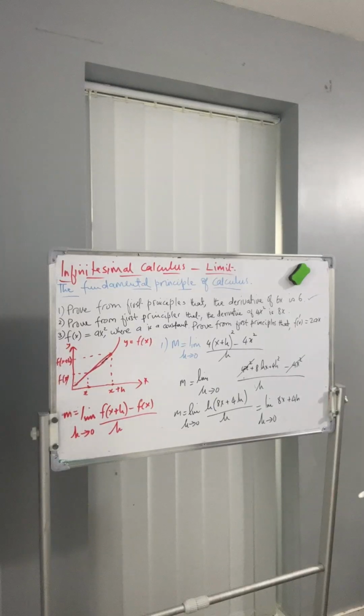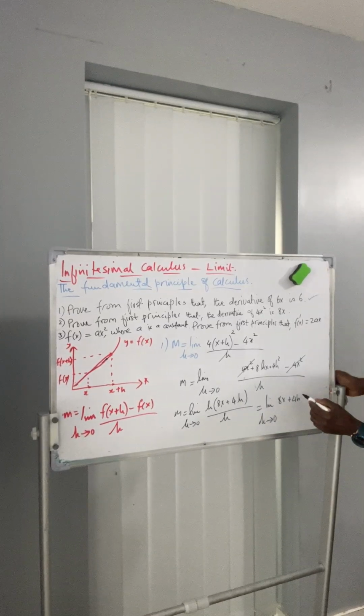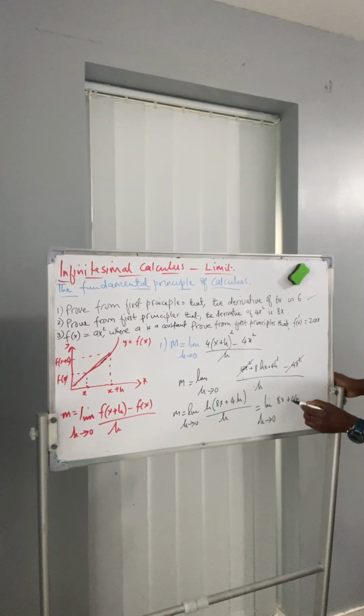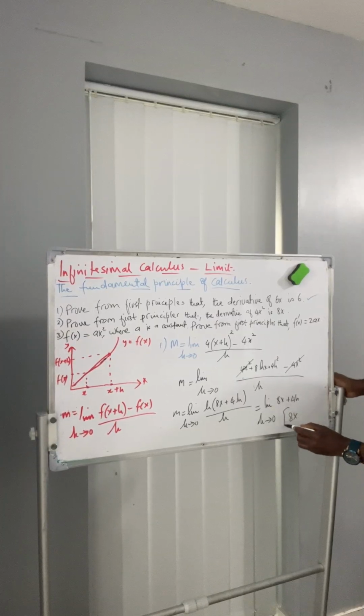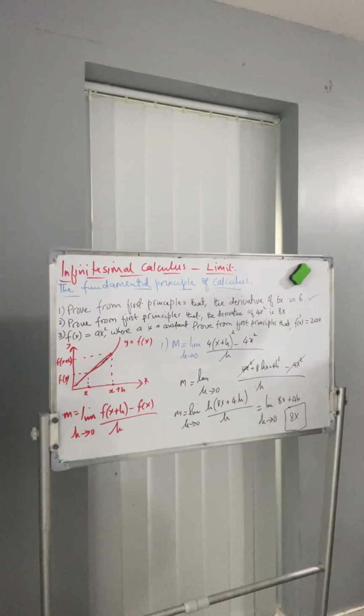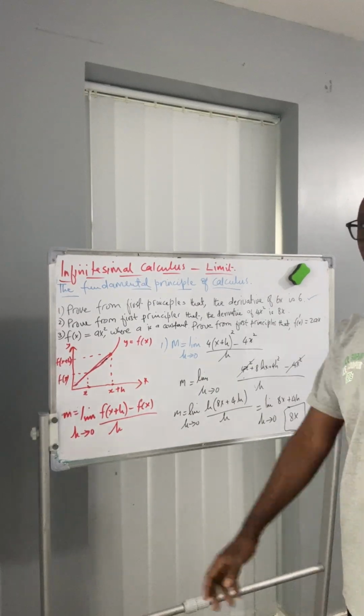So if h is 0, in this case here, this will be 0. When h is 0, 4 times 0 is 0. So this now will remain 8x, which is what they asked to find. When this value approaches 0, it's not actually 0, but when it approaches 0, it becomes negligible. It becomes nothing in the equation.